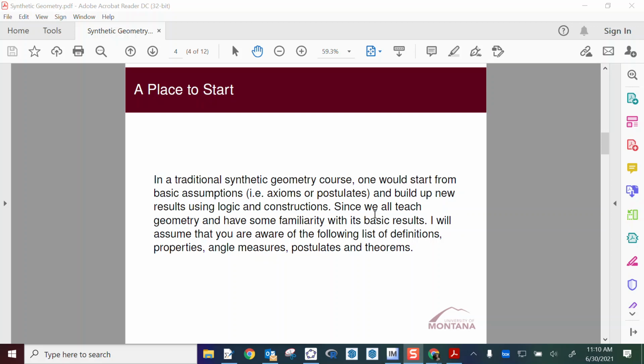So in a traditional synthetic geometry course, we'd start with basic assumptions, that'd be axioms and postulates, and build up new results using logic and constructions. But since we all teach geometry and have some familiarity with these basic results, I'm going to assume that you're aware of the following list of definitions, properties, angle measures, postulates, and theorems, and we'll build from there. In other words, let's all agree that the following lists form the givens, the things that we know.